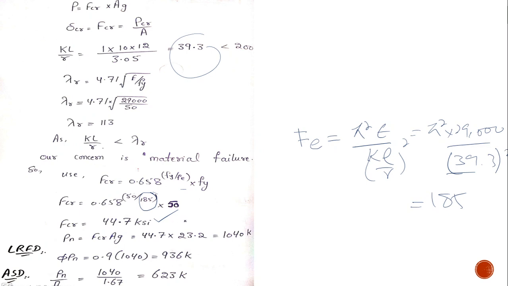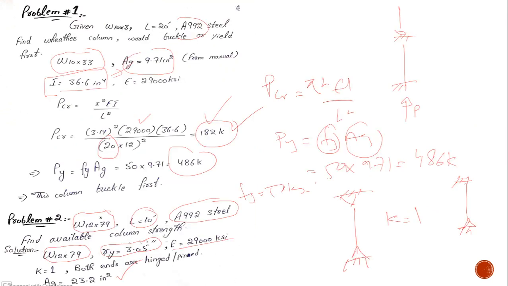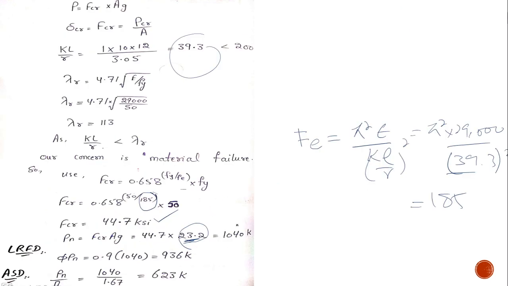This critical stress can be converted into critical load. This is the stress at which the column will fail, and you know that it would be a material failure. So multiplying it with the gross area, this is from the manual, 23.2, further it is W12 into 79. Go to the manual and you will find this. So this is the load at which a column will fail, and for LRFD you have to multiply it with 0.9.